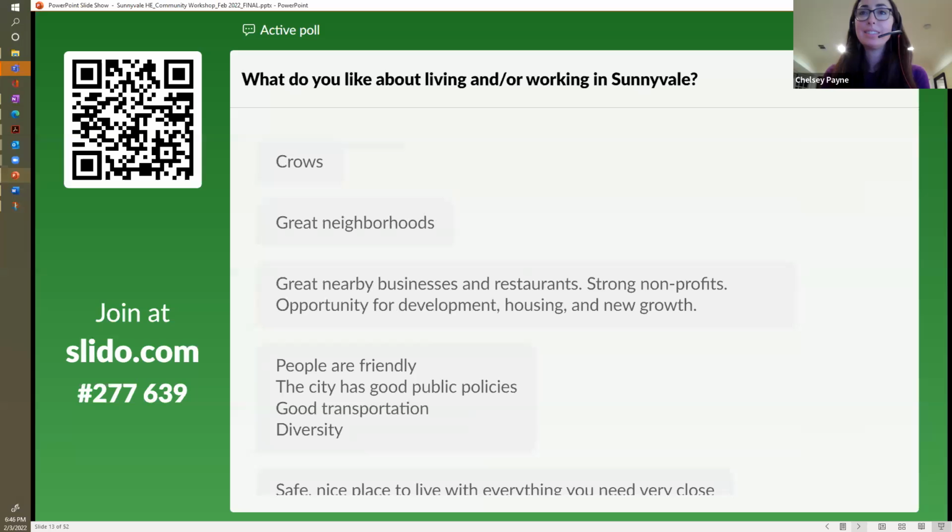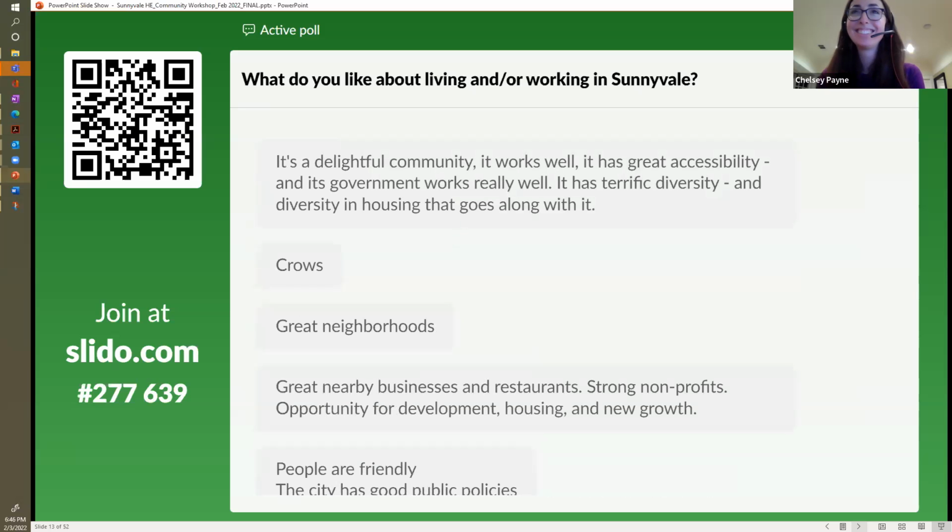People are friendly. The city has good public policies, good transportation, diversity, great nearby businesses and restaurants, strong nonprofits, opportunity for development, housing, and new growth, great neighborhood, and the crows. Glad the crows made an appearance tonight. A delightful community. It works well, has great accessibility, and its government works really well. Has terrific diversity in housing that goes along with it.